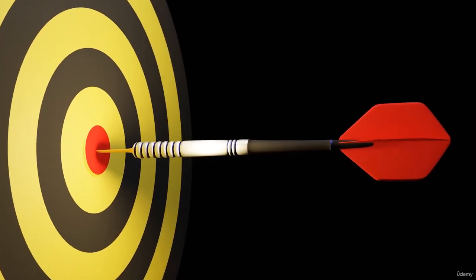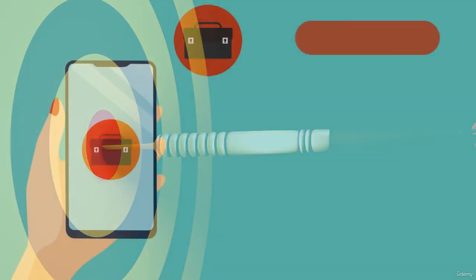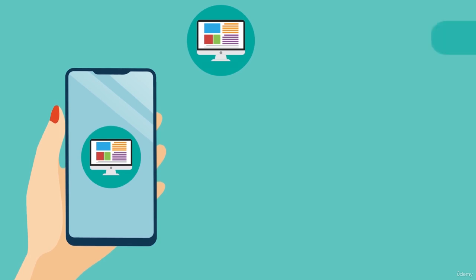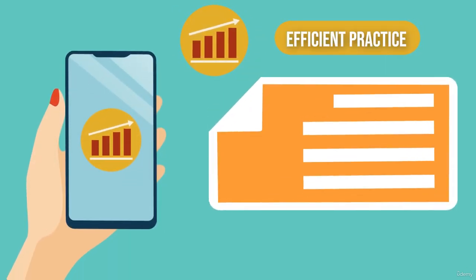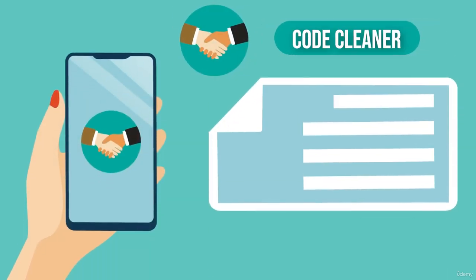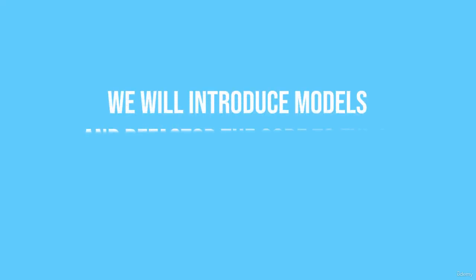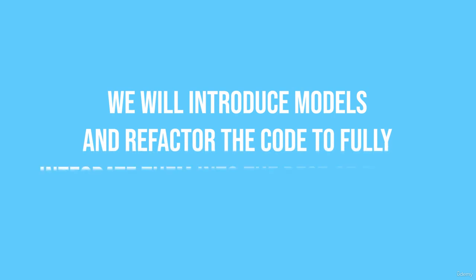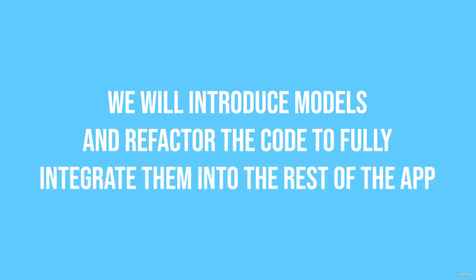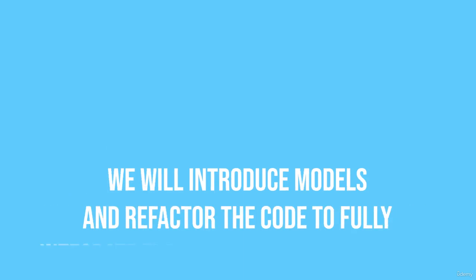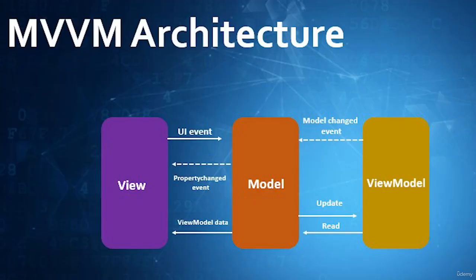Afterwards, our focus will shift towards improving the application's performance by reusing code and implementing more efficient practices, which will also help to make the code cleaner. Finally, we will introduce models and refactor the code to fully integrate them into the rest of the app. By completing the integration of models, we will have fully implemented the MVVM architecture in our budget app.